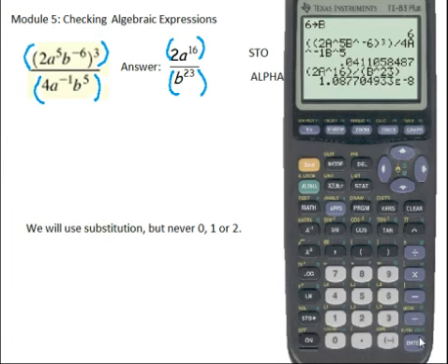Now they didn't come out the same. This is the result for my answer, and this is the number that my original expression was equal to. And as I look it over, of course, I find out I missed the parentheses. I would like to show you how to get that expression back so that you can edit it.